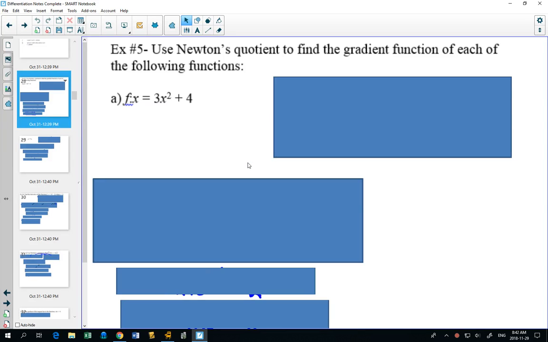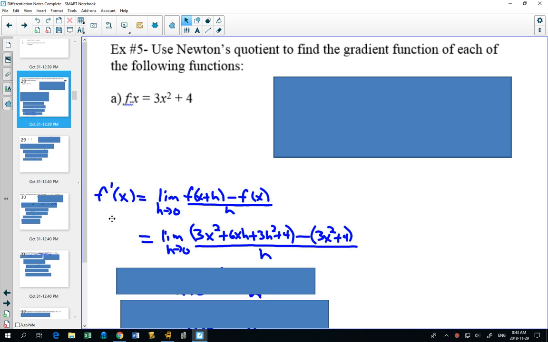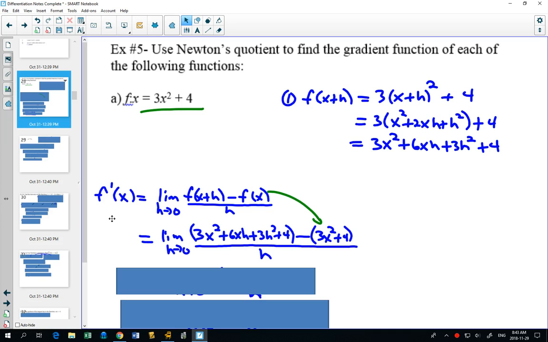So if we're going to use Newton's quotient to find the derivative of this, we can write out the formula for Newton's quotient, which is the limit as h goes to 0 of f of x plus h minus f of x all over h. And then you've got to figure out what f of x plus h is and what f of x is. Well, f of x is right here, so you can just plug that in. But f of x plus h, you might have to go off to the side and multiply it out. So you plug in x plus h where the x was, multiply it out, combine your like terms, and then we rewrite that in as well.